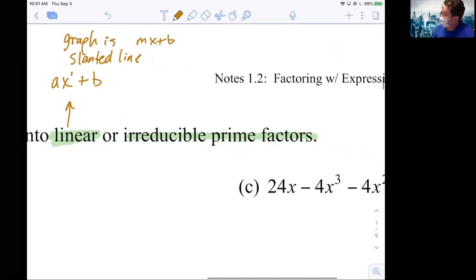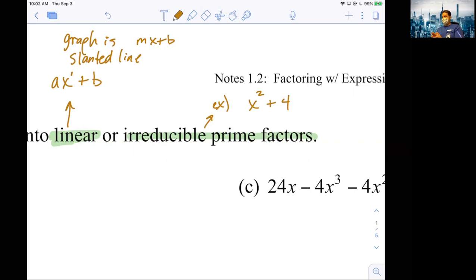Or irreducible prime factors. So an irreducible prime factor, an example would be like x squared plus 4. That's a quadratic factor because it's x squared, but it's irreducible. It doesn't factor, okay, because it's plus 4. Now, if it were x squared minus 4, as we'll see, that is a difference of 2 squares. That one will factor, but the sum of 2 squares does not.